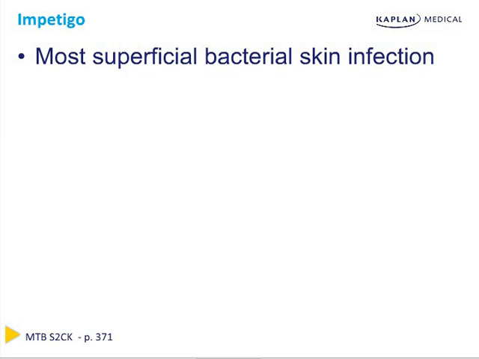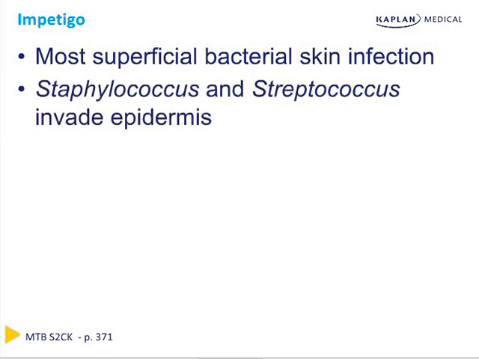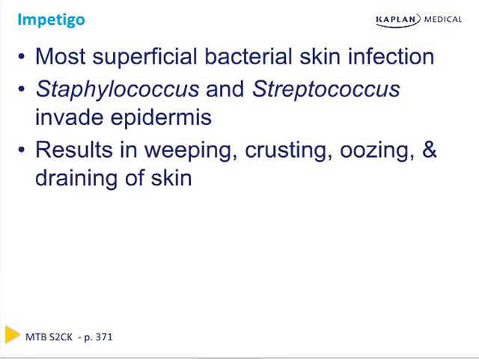Impetigo simply refers to the most superficial of all the bacterial skin infections. It is from Staphylococcus and Streptococcus, but it's called impetigo because it involves only the epidermis. The names of the skin infections are not based on the organism. Impetigo, erysipelas, cellulitis, furuncles, carbuncles, and folliculitis are all Staphylococcus and Streptococcus, and not Staph epidermidis. Staph epidermidis lives there, but it's Staph aureus. All the difference is how extensive the infection is. If it's just superficial, it'll cause weeping, crusting, oozing, and draining, and be on top.